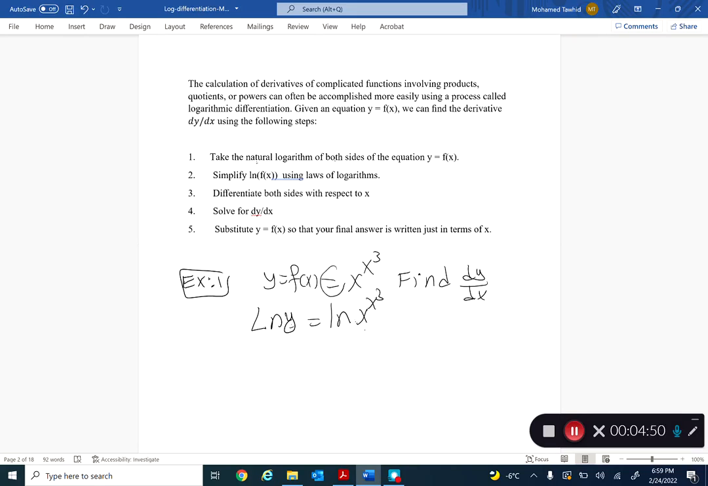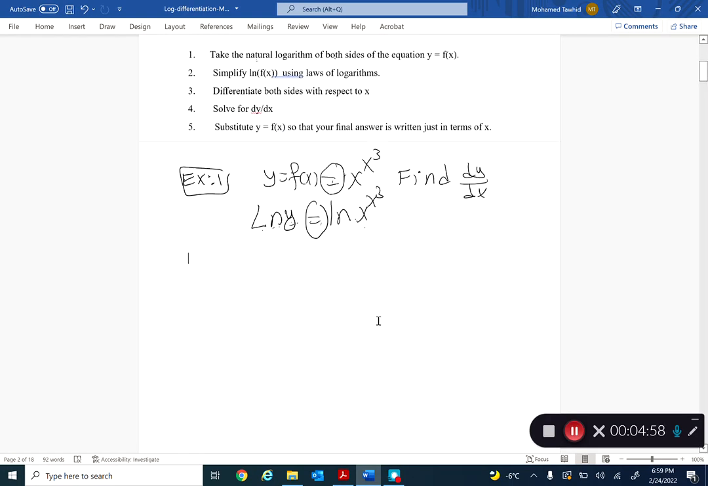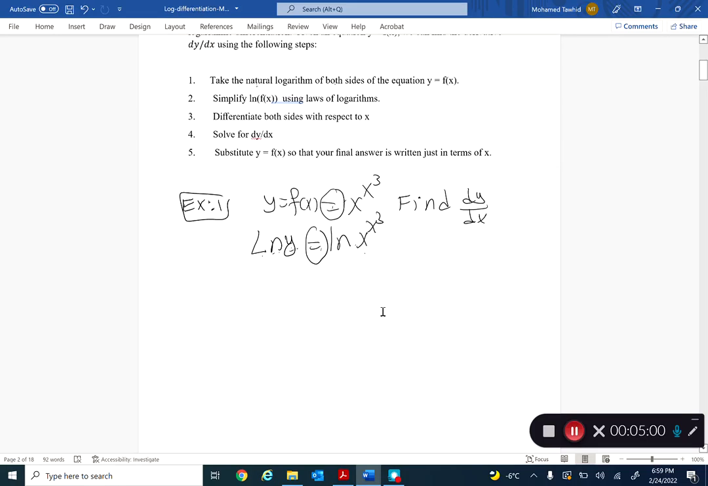Your equality should stay the same because I'm doing the same thing to both sides: ln y equals ln of x to the power x cubed. Now look at what you have and simplify using the laws of log. I have to recall the laws of log I'm going to use for all these kinds of problems.